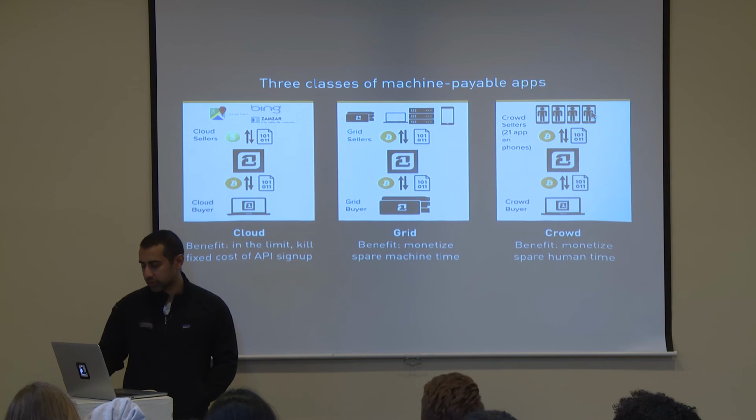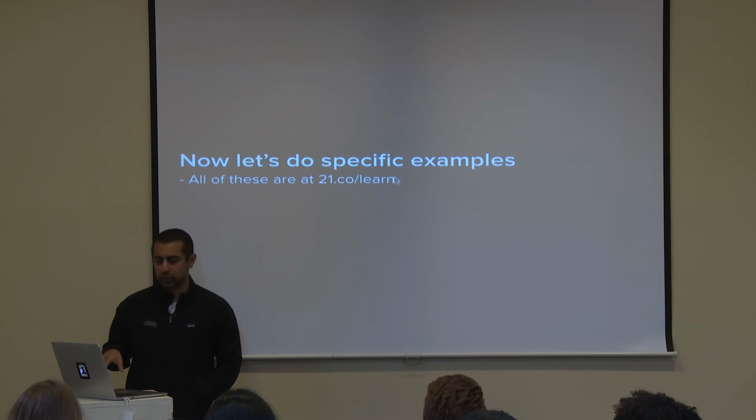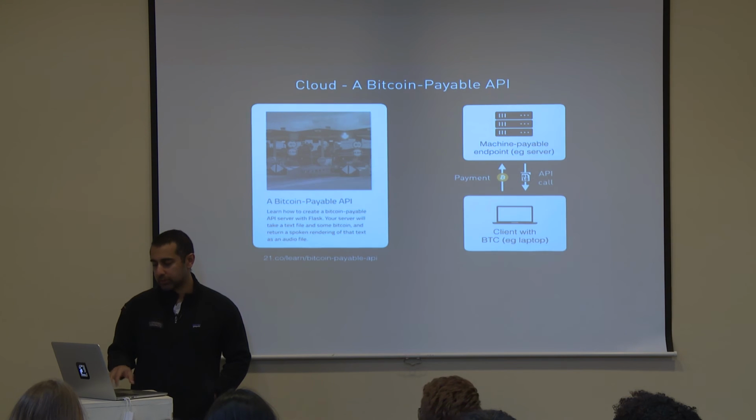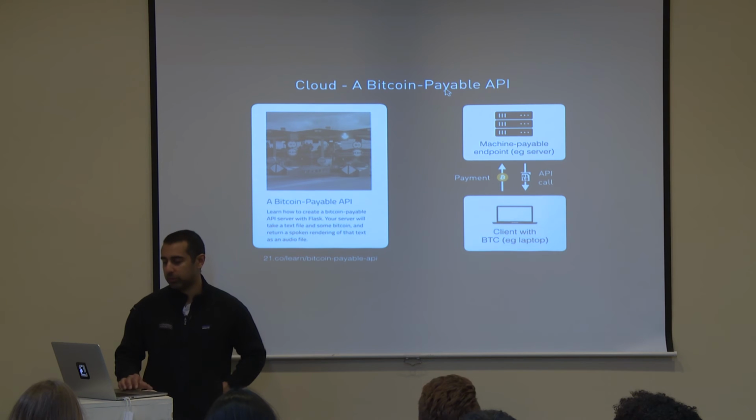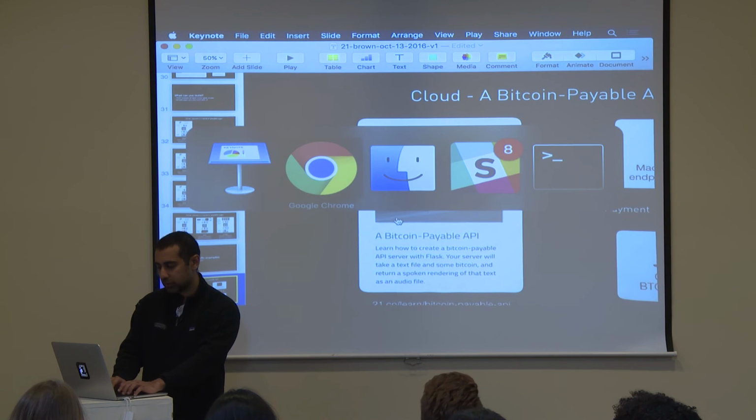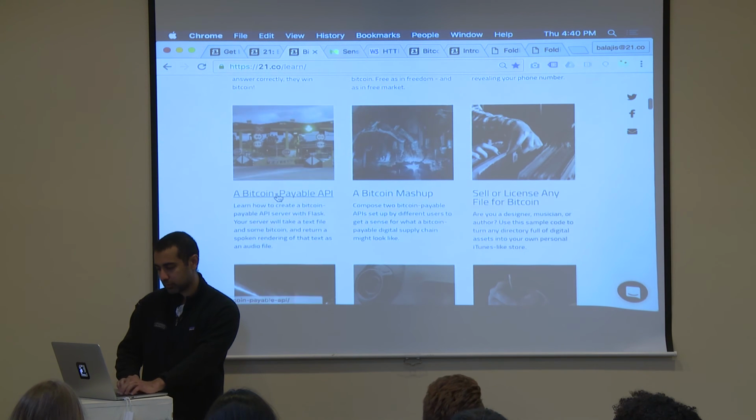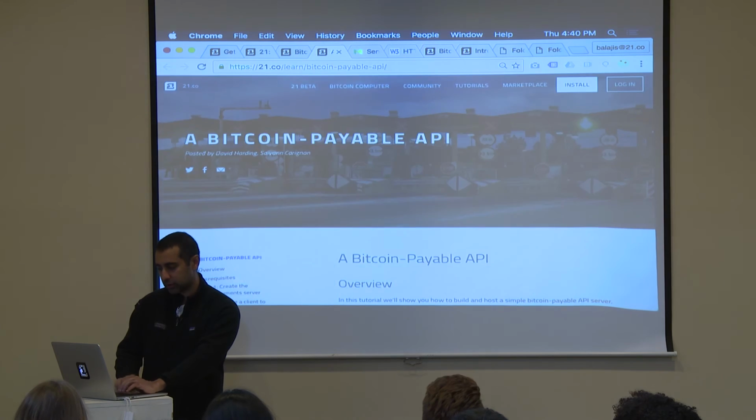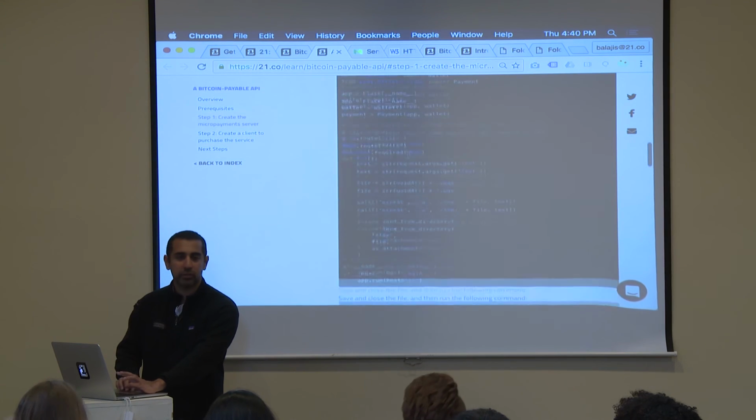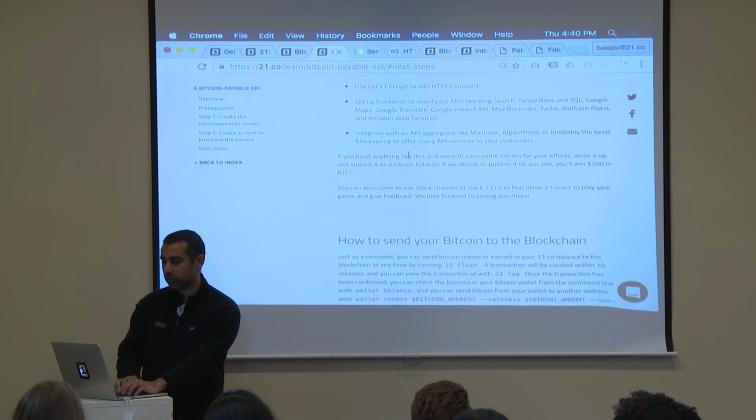All right, so let's go into some examples here to make this concrete, okay? And very importantly, all these examples with full code are at Twin.co/learn, right? So here, for example, is the basic idea of a Bitcoin Payable API, or Machine Payable API. If you just go to Twin.co/learn, Bitcoin Payable API, you can just click that link, and all the code is here. You can just paste it in and get it to work, right? So everything I'm referring to here, you can do on your own time if you go to the tutorial site.